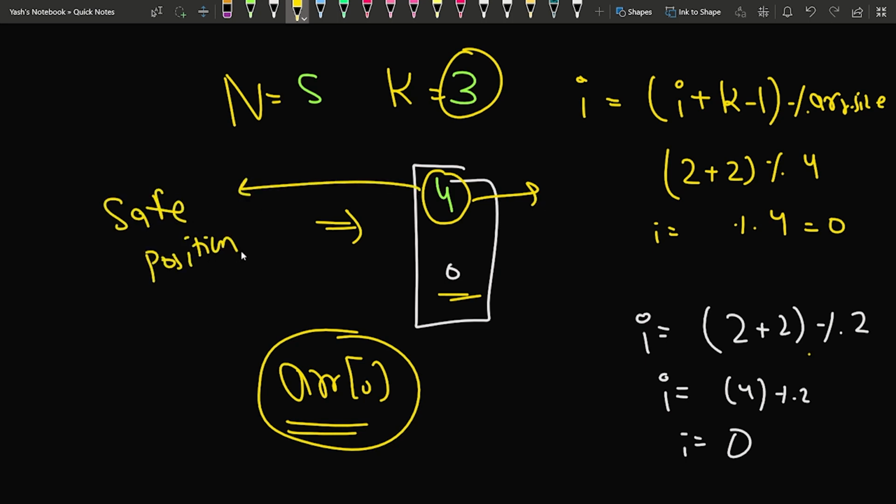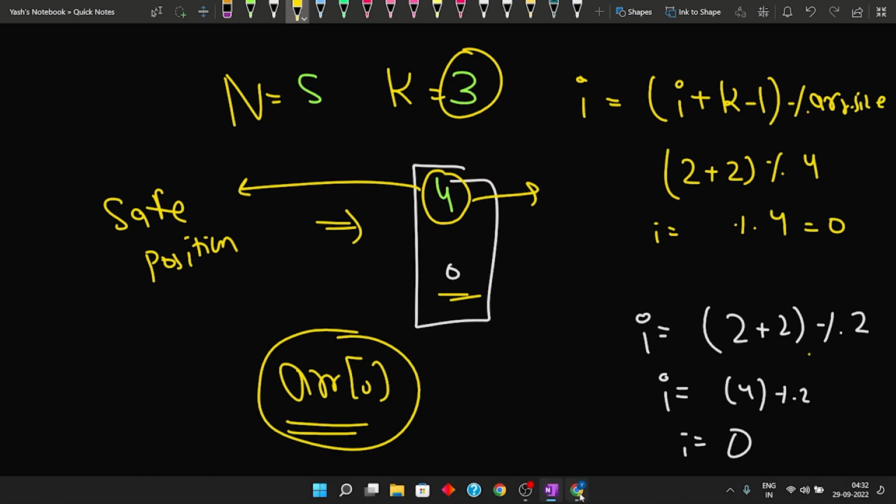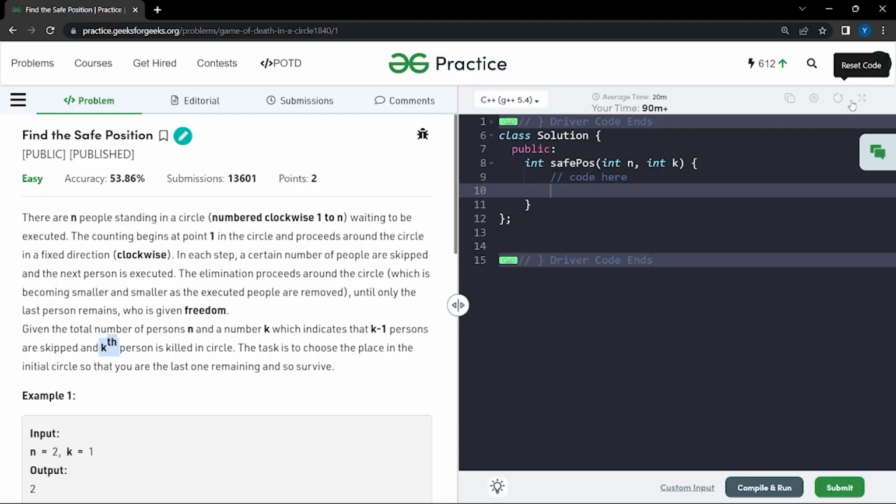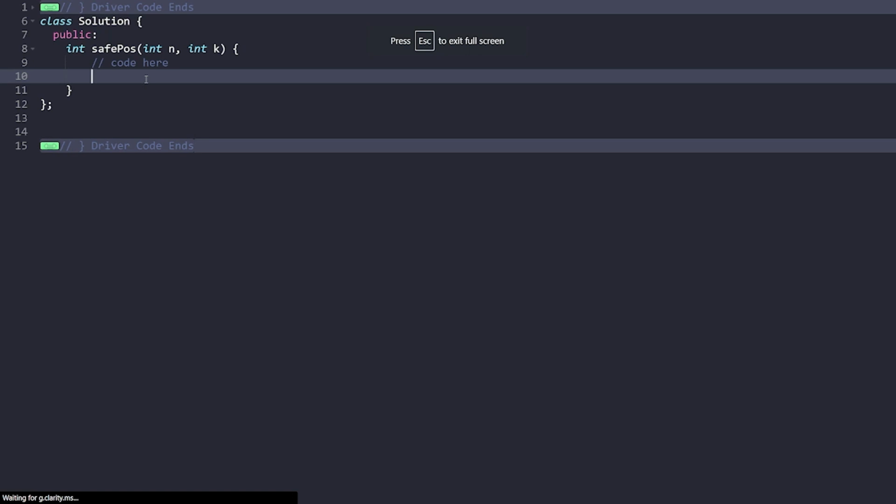Alright. Now let's quickly write the code for this particular approach. So what I'll be doing here is, I'll be given this particular function, that is n and k.